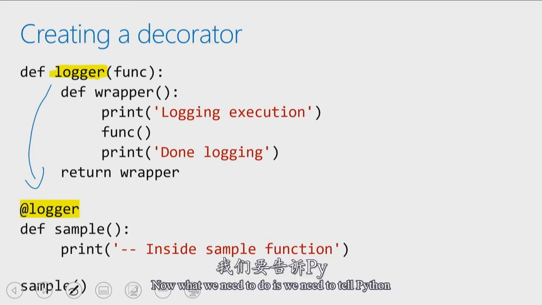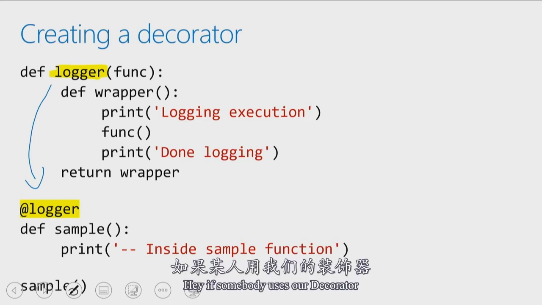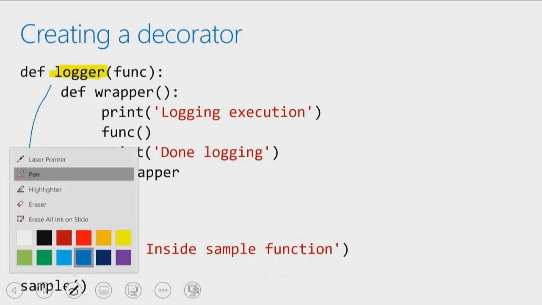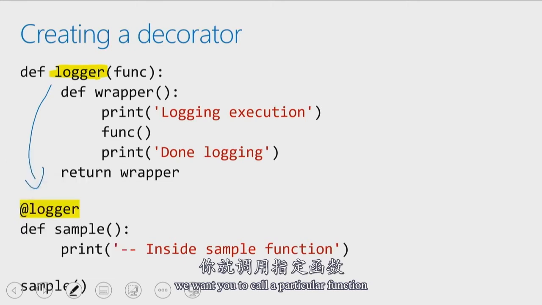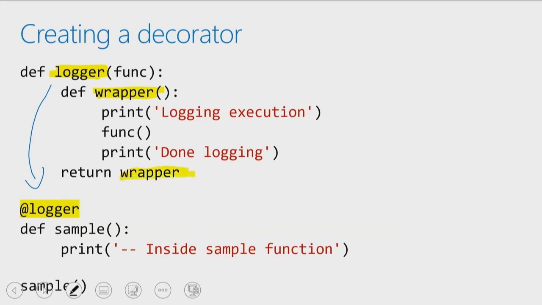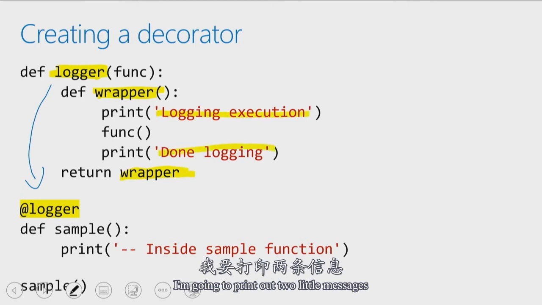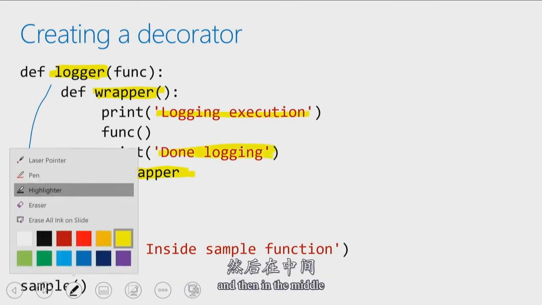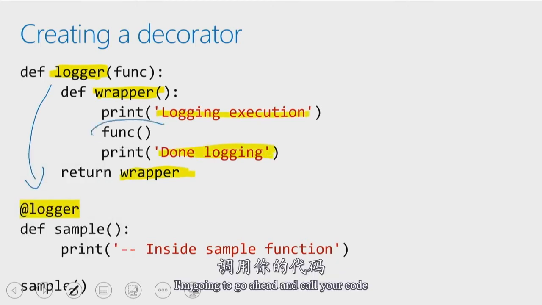Now, what we need to do is tell Python, hey, if somebody uses our decorator, we want you to call a particular function. That's this wrapper function right here. And we're going to return this back. So this is my code. I'm going to print out two little messages, and then in the middle, I'm going to go ahead and call your code.